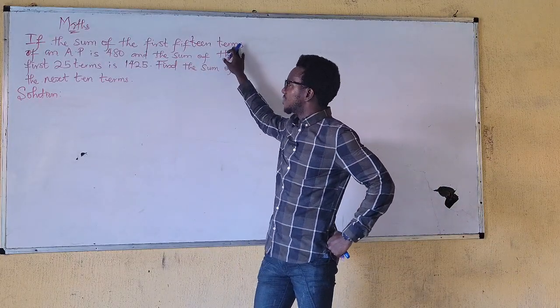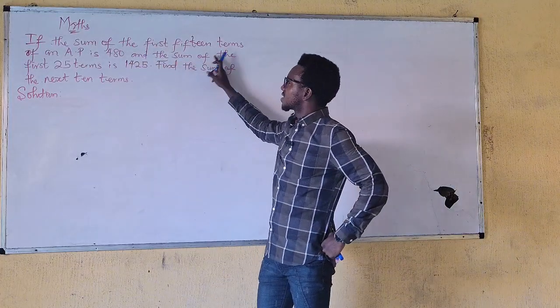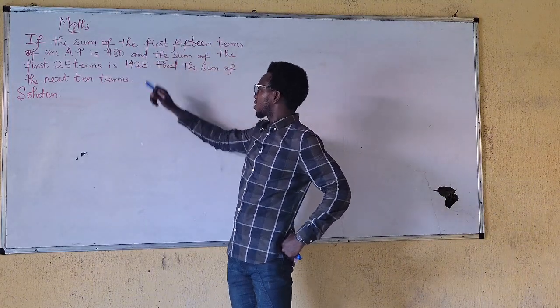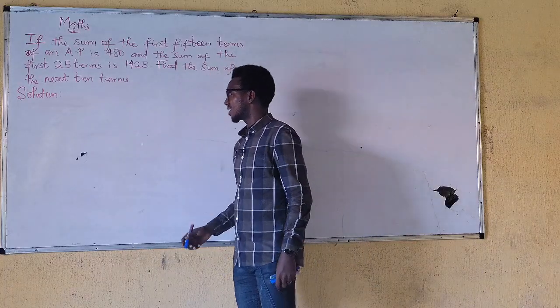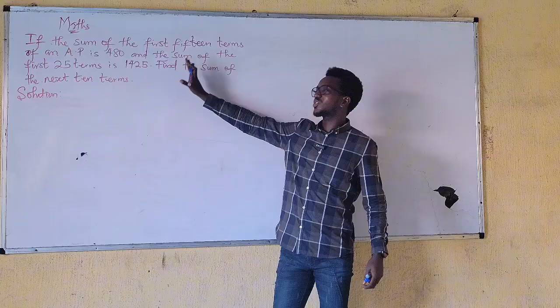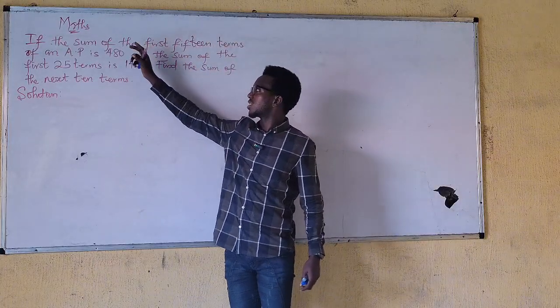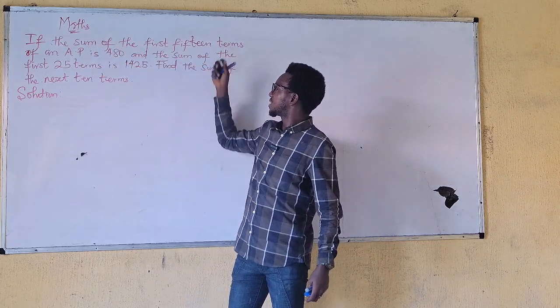All right, so we have a question on the board that says, if the sum of the first 15 terms of an AP is 480 and the sum of the first 25 terms is 1425, we've been asked to find the sum of the next 10 terms. Now, the question might look tricky, but what you first need to take note of is that we've been told the sum of the first 15 terms.